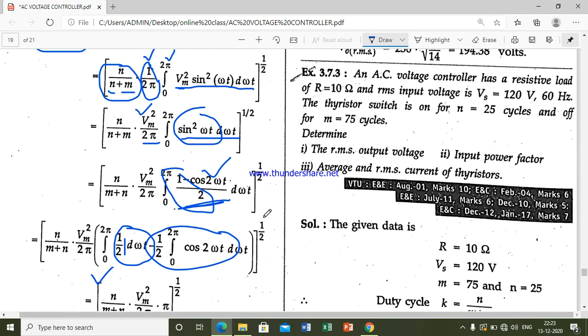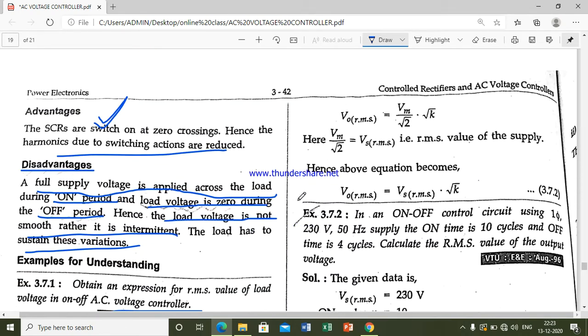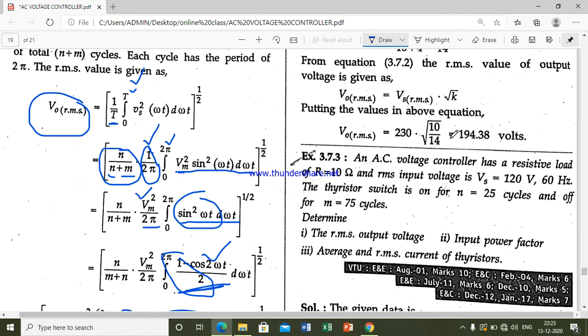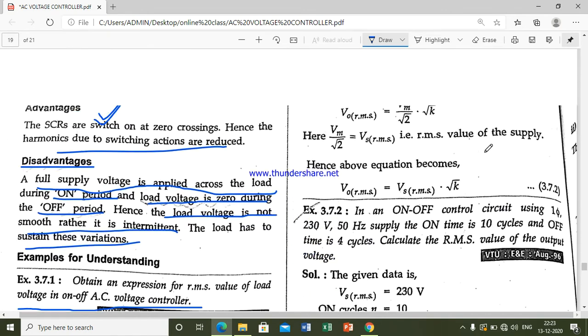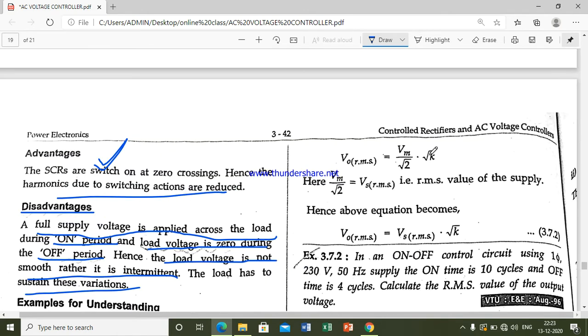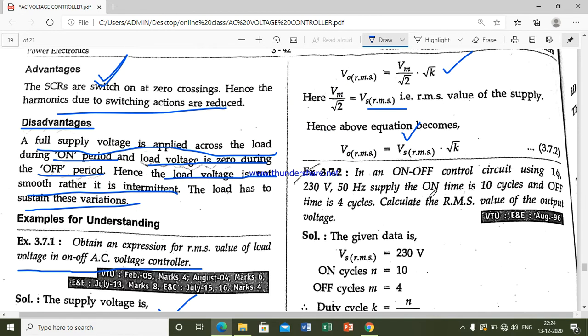Hence the above equation becomes V naught RMS equal to Vm by root 2 into root k. You will get this. Next, Vm by root 2 is nothing but Vs RMS. So you can rearrange this and write V naught RMS equal to Vs RMS into root k.